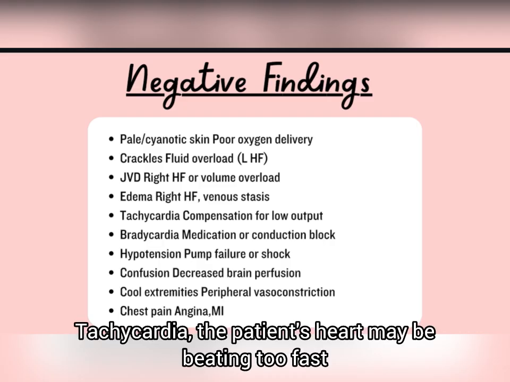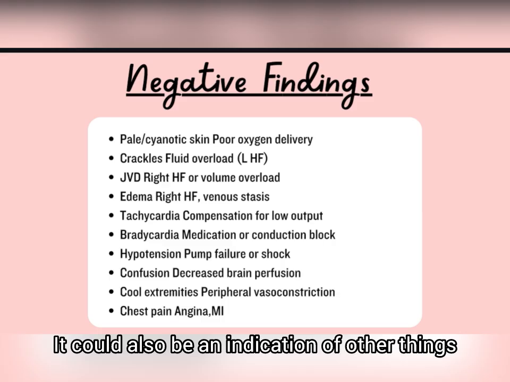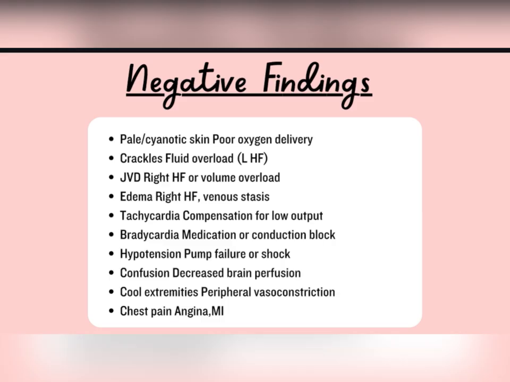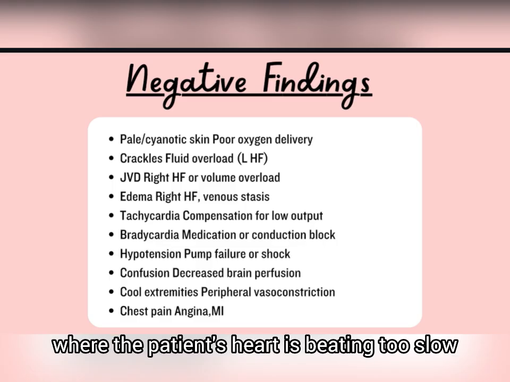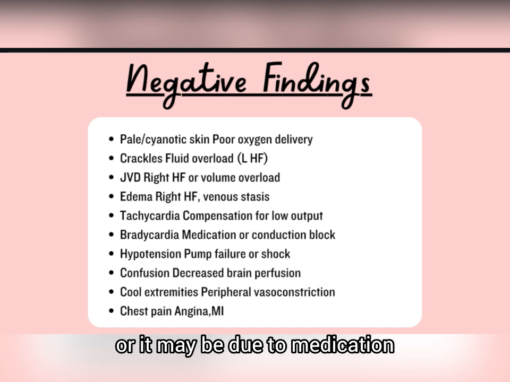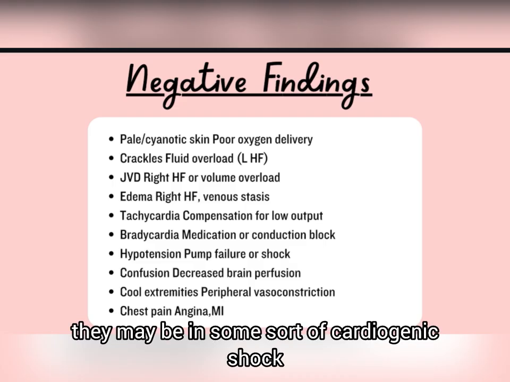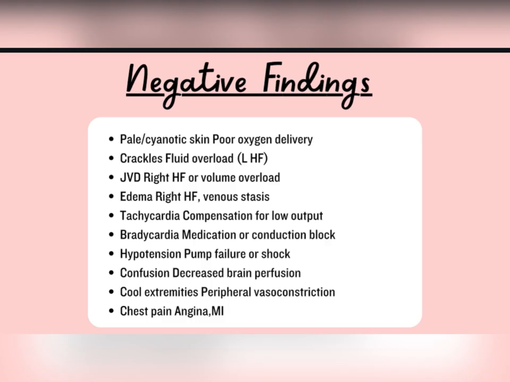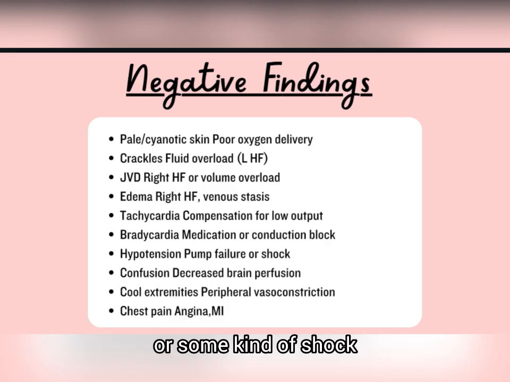Tachycardia. The patient's heart may be beating too fast, and this is a compensatory mechanism for low output. It could also be an indication of other things such as a fever. Bradycardia is another negative finding where the patient's heart is beating too slow. It may be due to conduction problems, or it may be due to medication that the patient took. If the patient is hypotensive, they may be in some sort of cardiogenic shock or failure of the heart to pump as usual, or some kind of shock.